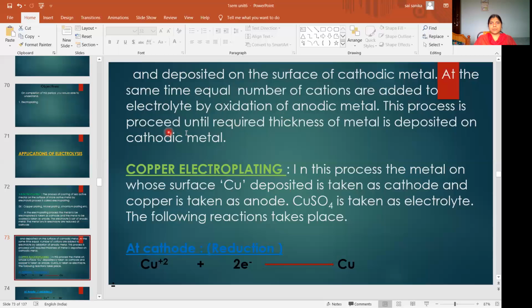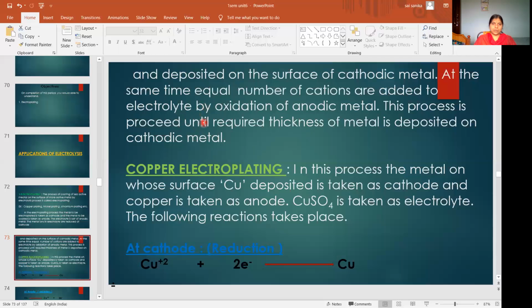This process proceeds until the required thickness of metal is deposited on the cathodic metal. Whatever thickness you want, the process will continue until that thickness is formed, and the metal will deposit on the cathodic metal to get the required thickness. So this is about the electroplating process.